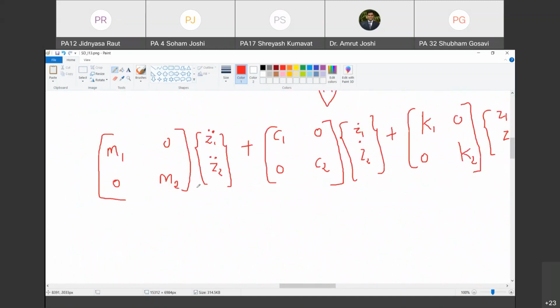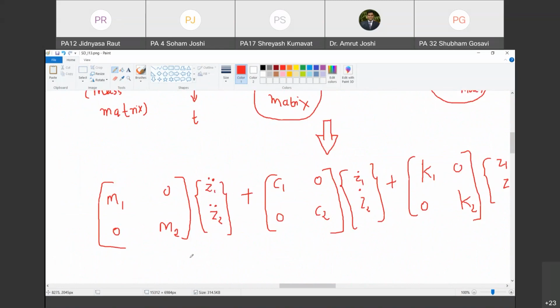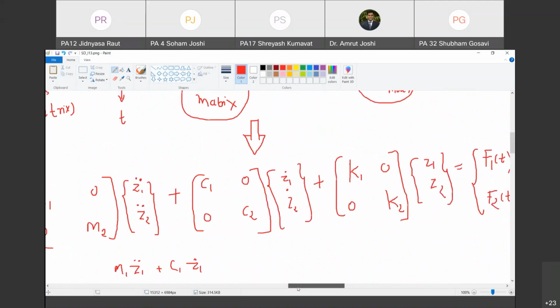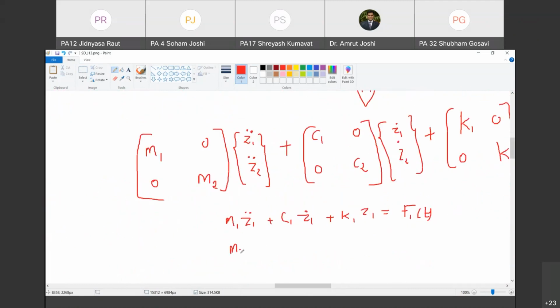Now the coupled equations have transcended into decoupled equations. Now you have two equations, m1 z1 double dot. Let us expand it: m1 z1 double dot plus 0 into z2 double dot plus c1 z1 dot plus 0 into z2 dot. Are you with me? Yes, sir. Plus k1 into z1 plus 0 into z2, that is k1 into z1, is equal to capital F1 of T. And similarly, you are going to have a second equation: M2 Z2 double dot plus C2 Z2 dot plus K2 Z2 is equal to F2 of T.